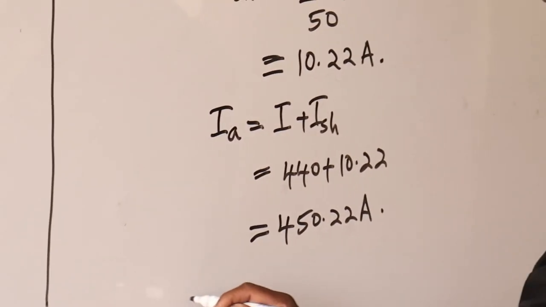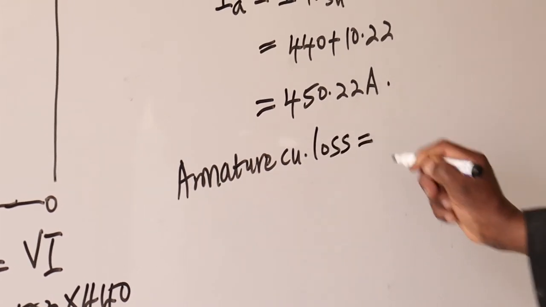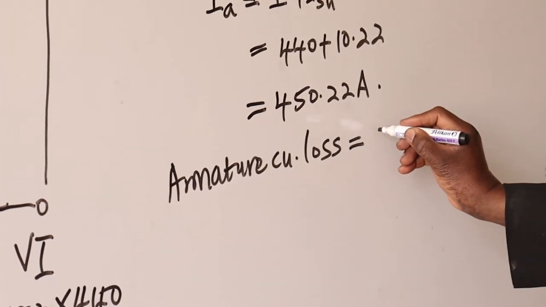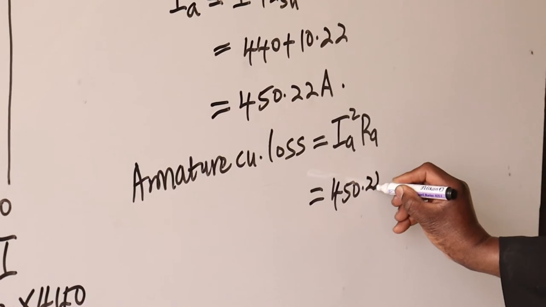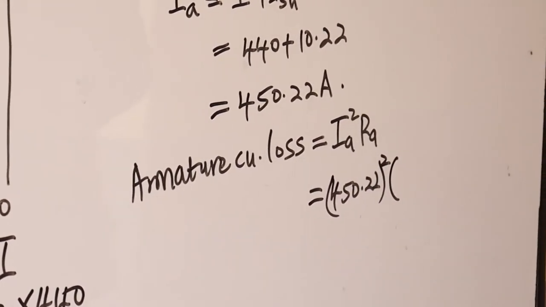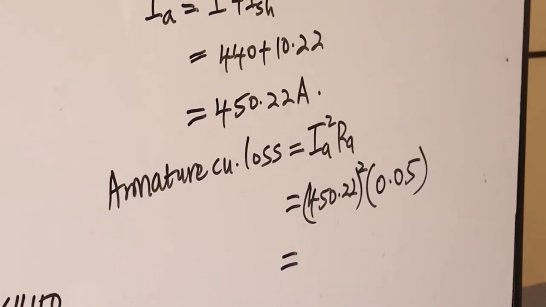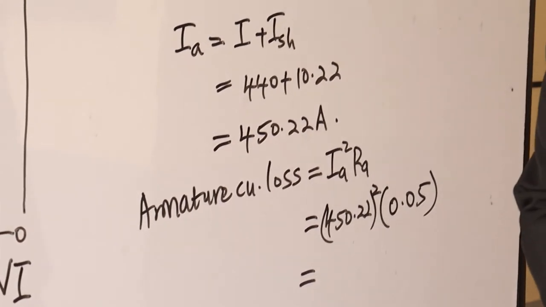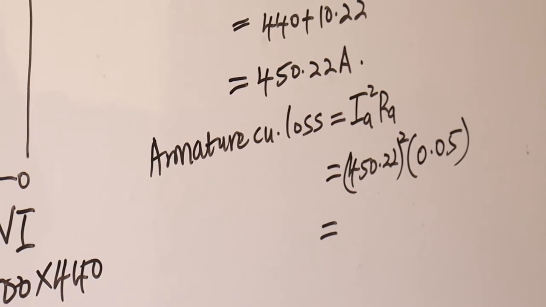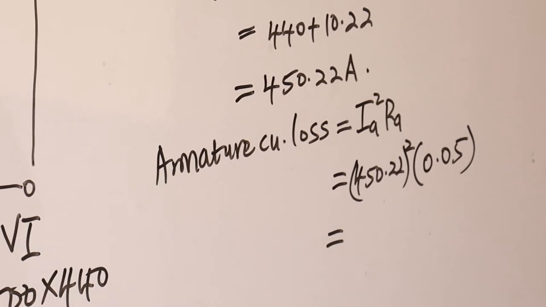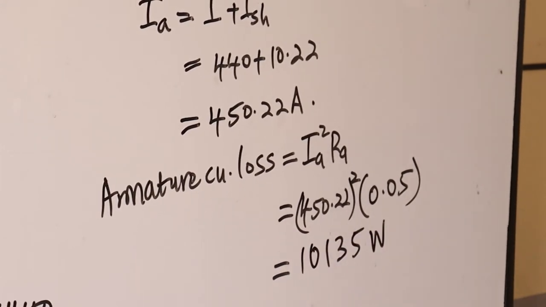With the IA ready, we can get the armature copper loss. How much is the armature copper loss? It will be equal to IA squared RA, which is 450.22 squared multiplied by RA, and our RA is 0.05, which gives us 10,135 watts. So that is 10,135 watts.